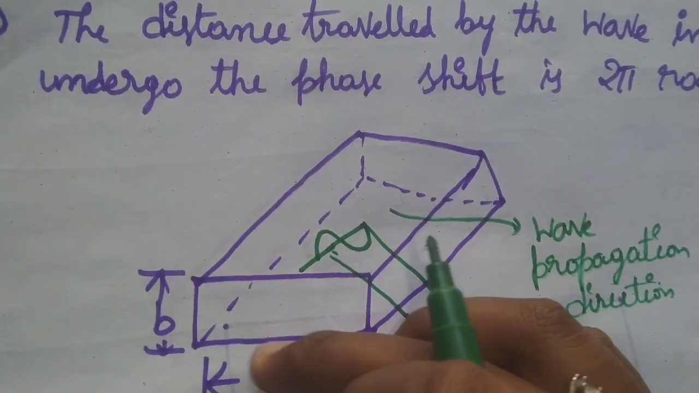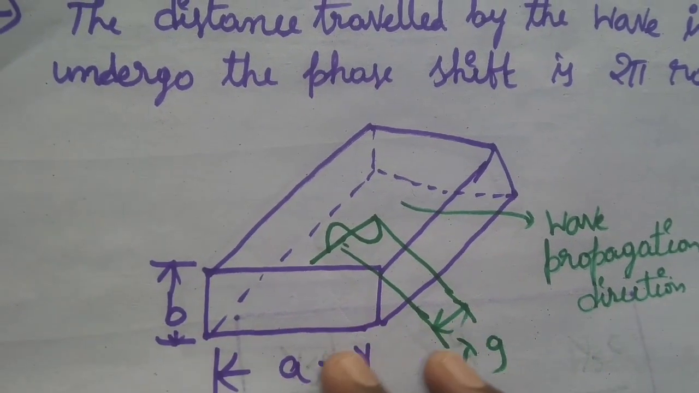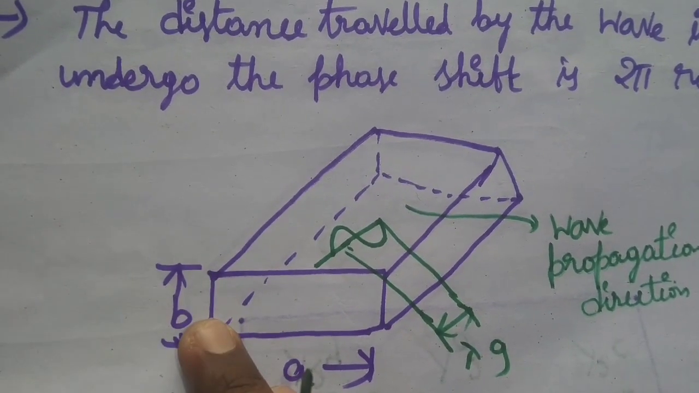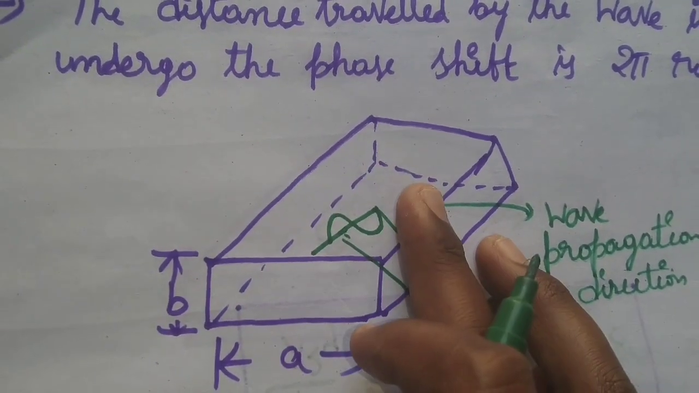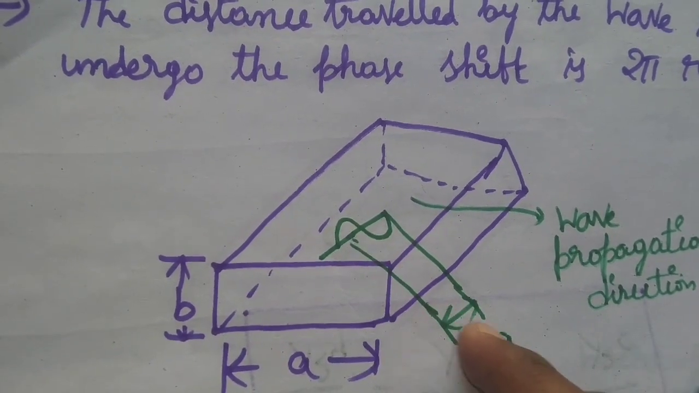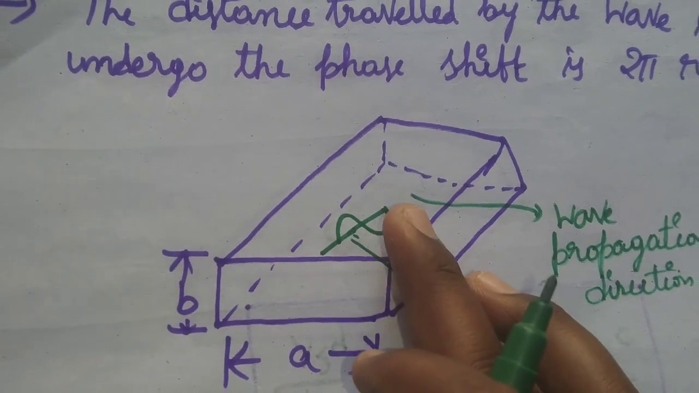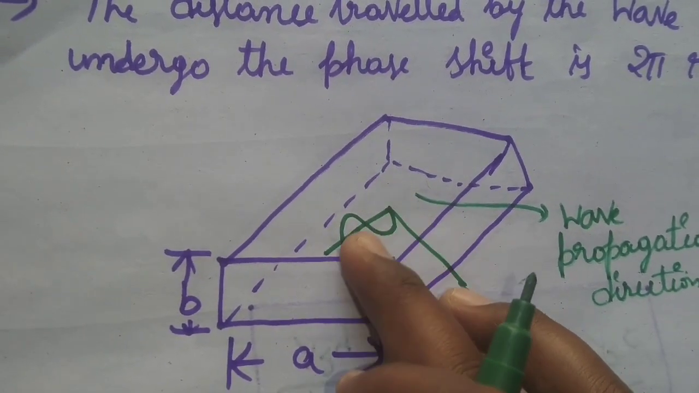So this is the rectangular waveguide. Here A is the breadth of the rectangular waveguide, and B is the width of the rectangular waveguide, and this is the wave propagation direction in the rectangular waveguide. Here, this is called lambda g. That means the distance traveled by the wave in order to undergo a phase shift of 2 pi radians. So this is the distance.